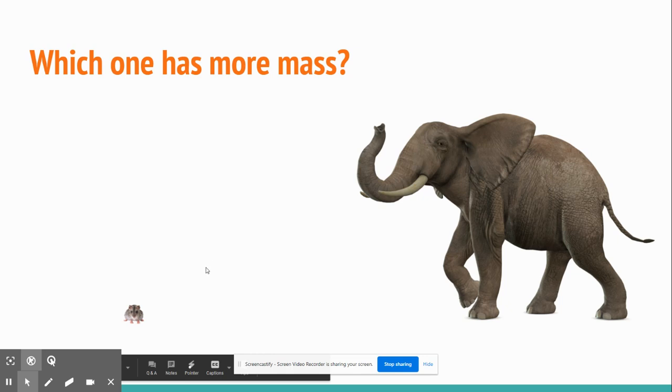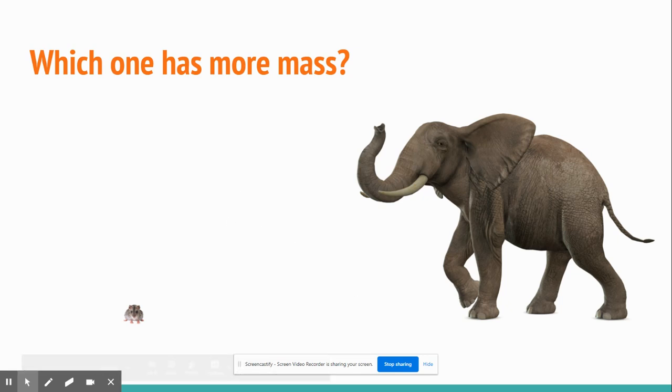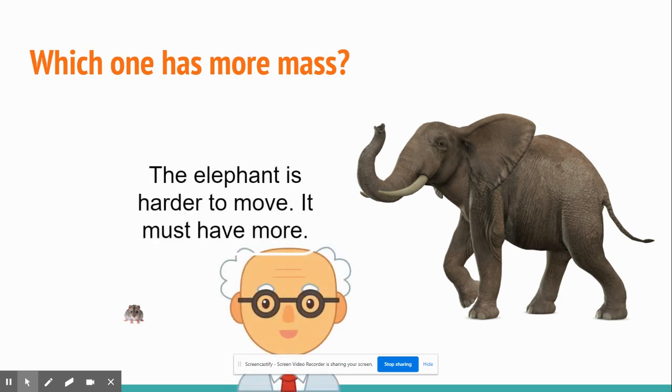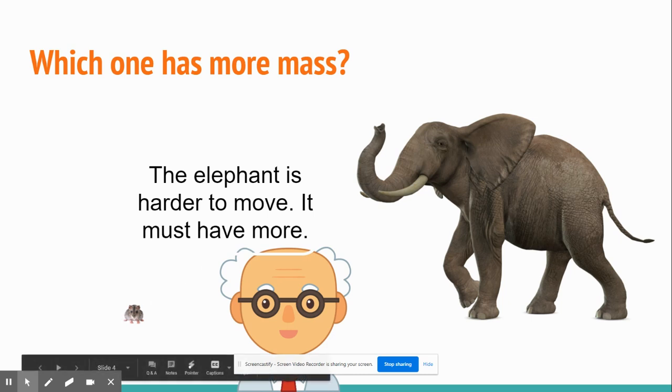All right, I'm back. All right, so which one of these has more mass? Well, the physicists would say the elephant is harder to move, has more inertia, so it has more mass than that cute little mouse.